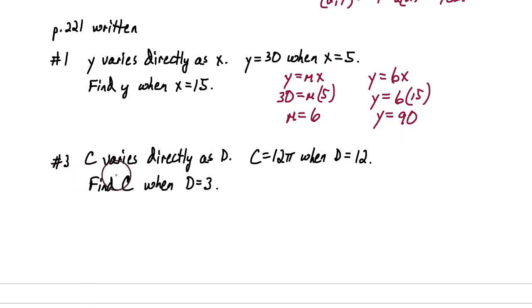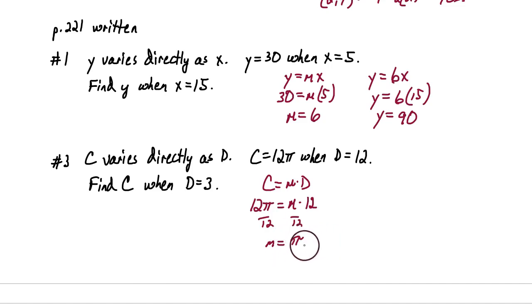Let's try number 3. We're told C varies directly as D. Therefore, it must fit this pattern: C equals M times D. We're given values of C and D. Let's substitute them. 12 pi equals M times 12. Now solve for M by dividing by 12 on both sides. We get M is equal to pi.